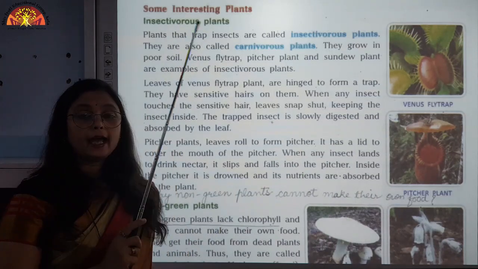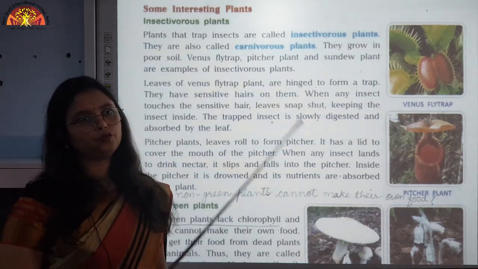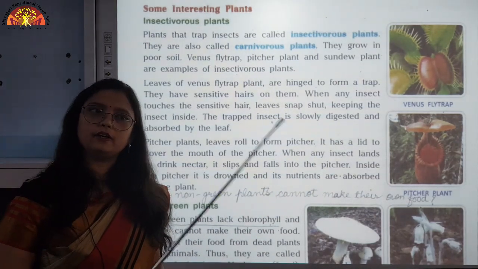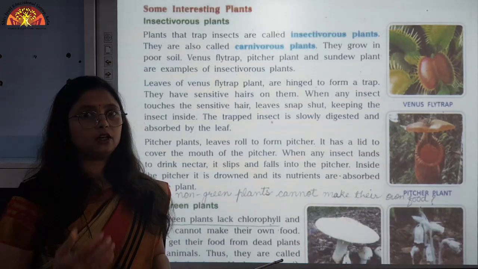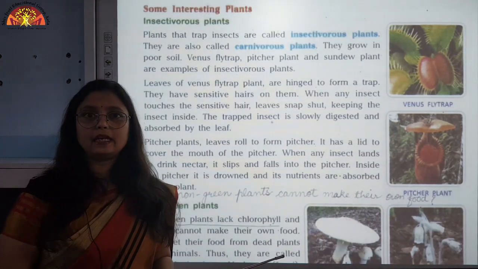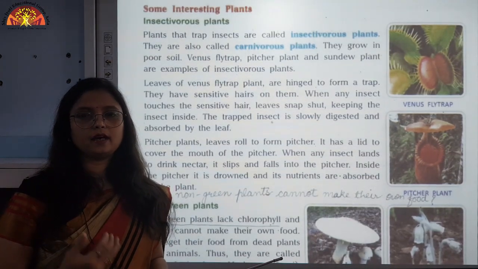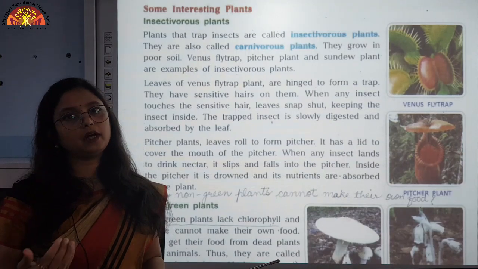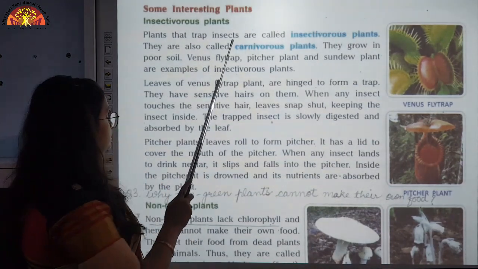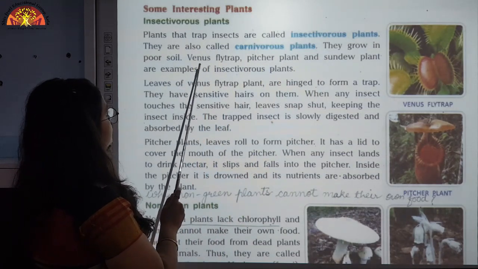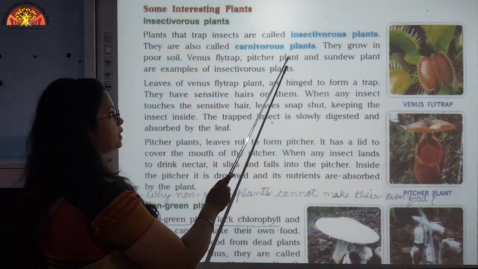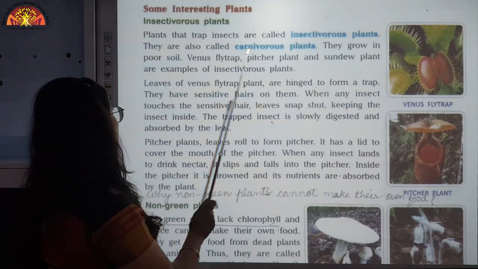Now children, as the name insectivorous, insect means related to insects and vorous means to feed upon or to eat. So, these are the plants which eat insects, and because they are eating insects, we call them carnivores. Okay. So, these are carnivorous. They grow in poor soil. Examples are Venus flytrap, pitcher plant and sundew plant.